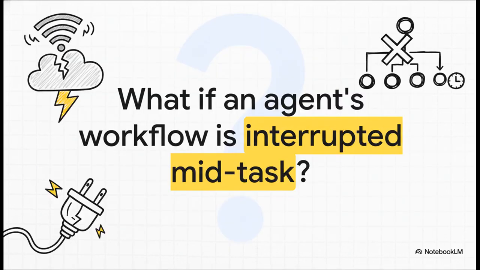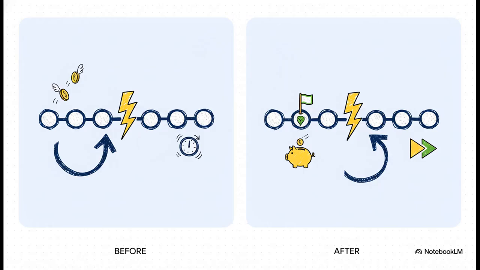But what about things that are out of your control? Like a network failure or a server reboot right in the middle of a long, multi-step process. Does the agent have to start all over again from scratch? Well, this is where resumability is an absolute game changer. By just enabling a resumability config in your app, the workflow will automatically save its state at each step. So instead of starting over after an interruption and rerunning potentially expensive API calls, it just picks up right where it left off. This saves a ton of time, computation, and money.